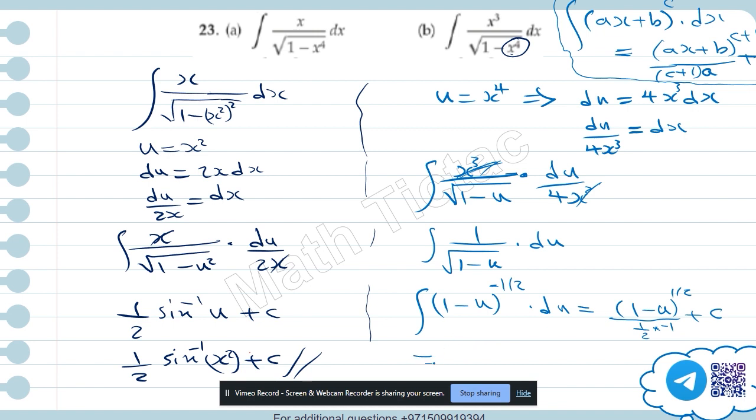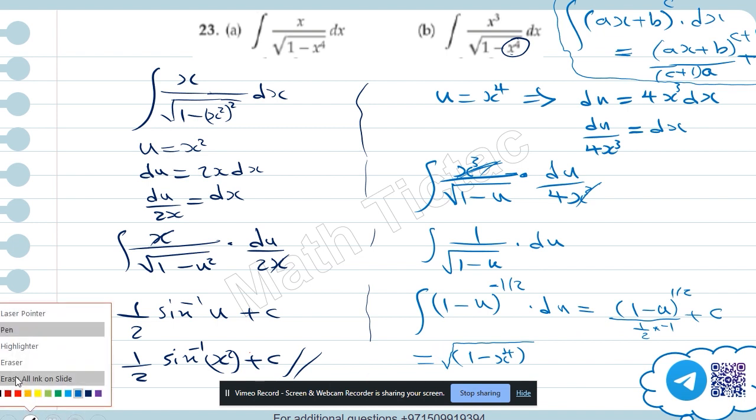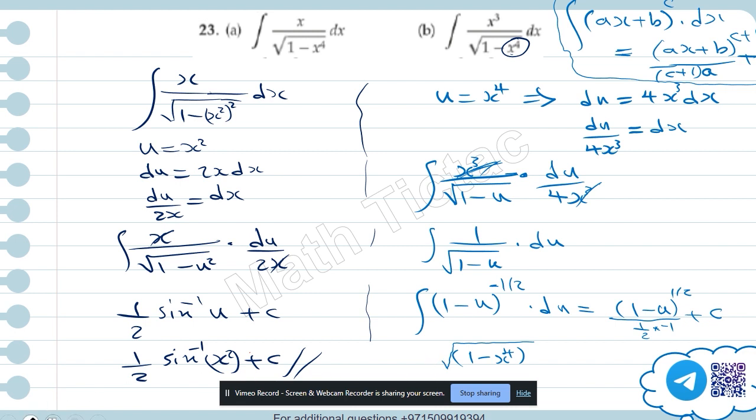So in here, after simplifying, square root of 1 minus x to the power 4, because it's 1 over 2. Now in here we have minus 1 multiplied by 1 over 2, which is minus 1 over 2, and after flipping minus 1 over 2, it will be minus 2, plus c. That's it. This is my answer.